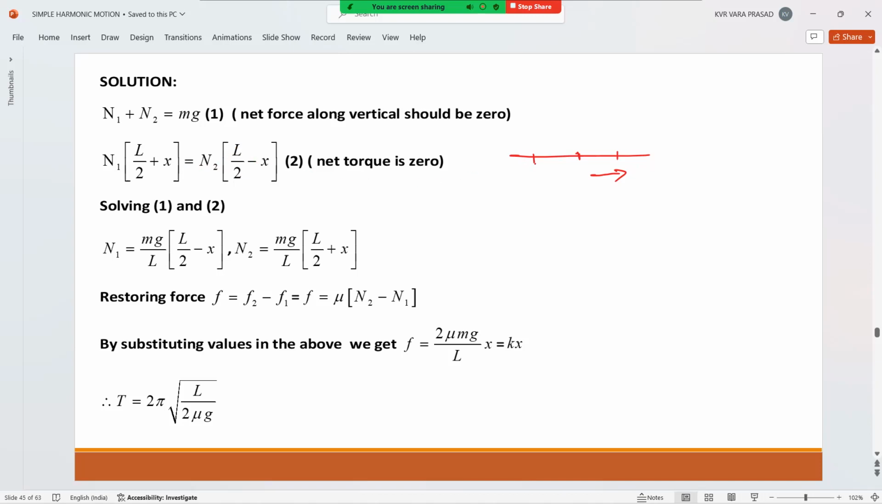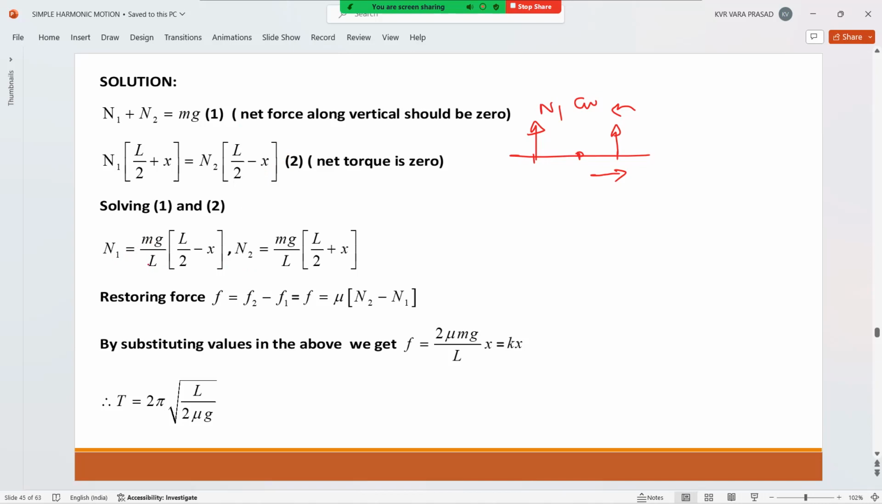That means because of N1, about the center of mass, the torque is clockwise. Because of N2, the torque is anti-clockwise. So they are equal in magnitude, directions opposite. So net torque equal to 0. Equation 1, equation 2. So we have two unknowns, N1 and N2, and two equations. So solving 1 and 2, we get N1 and N2.